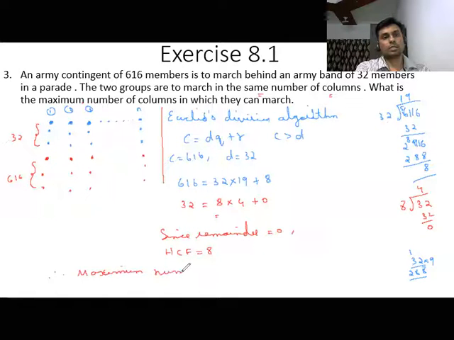maximum number of columns is 8. Answer is 8.